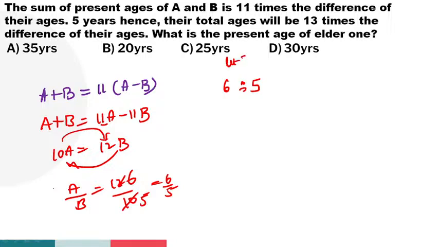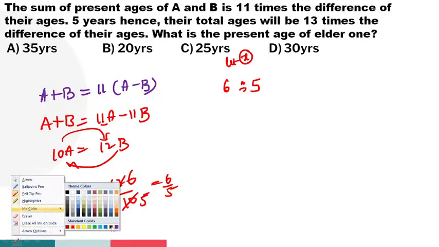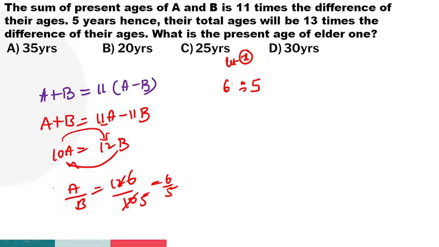Their ages we don't know. Let it be x, guys. Do we know their ages? We don't know. That's why we are taking x. So can we write 6x and 5x? Yes, we can. So that is completed. Read the next statement. 5 years hence. Hence means plus, right? 6x plus 5 and 5x plus 5.